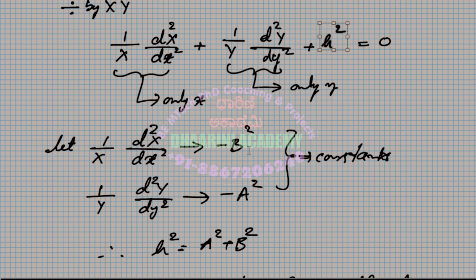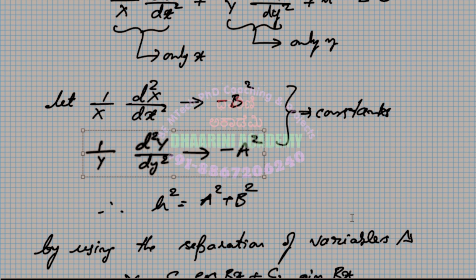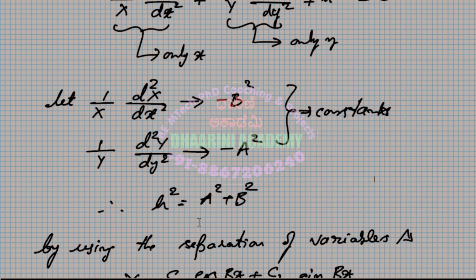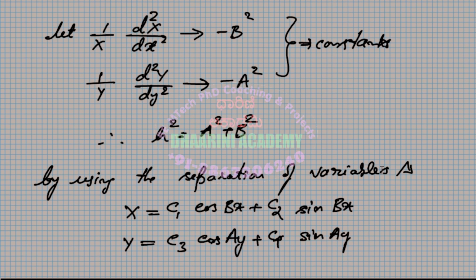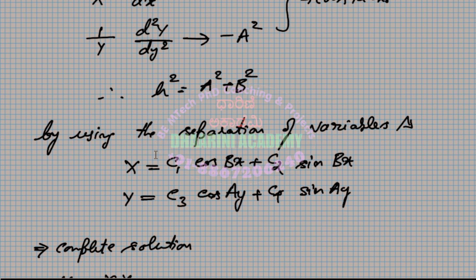Again, we know that we have to assume that one of the terms is a constant, and the second term is also a constant. So minus b square and minus a square we assume, such that the h square, which is the original term on the right hand side, we get as h square equal to a square plus b square. So why do we assume like this? Because it has a standard answer, right? So the standard answer is X equal to C1 cos bx plus C2 sin bx.